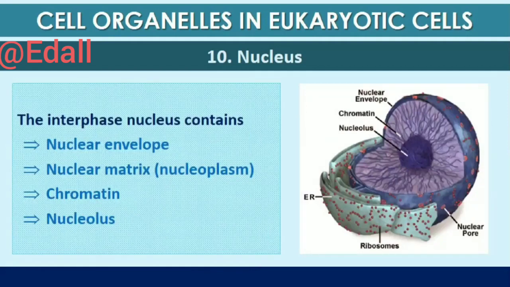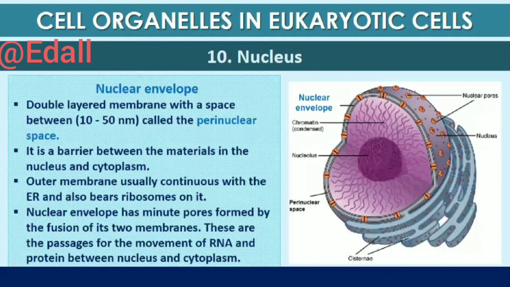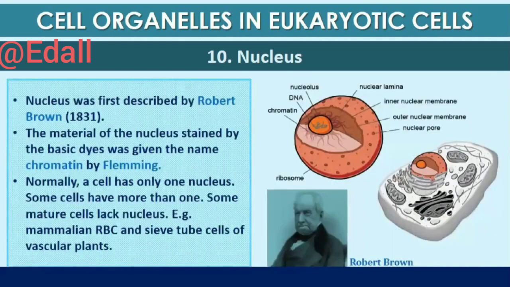Electron microscopy has revealed that the nuclear envelope, which consists of 2 parallel membranes with a space between 10 to 50 nanometers, called the perinuclear space, forms a barrier between the materials present inside the nucleus and that of the cytoplasm. The outer membrane usually remains continuous with the endoplasmic reticulum and also bears ribosomes on it. At a number of places the nuclear envelope is interrupted by minute pores, which are formed by the fusion of its 2 membranes. These nuclear pores are the passages through which movement of RNA and protein molecules takes place in both directions between the nucleus and the cytoplasm.